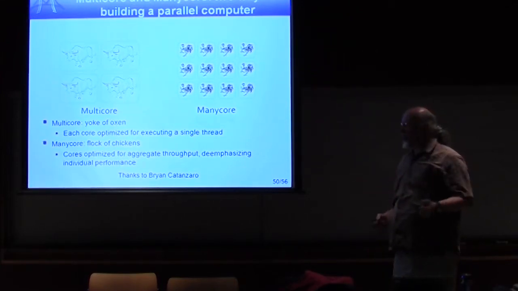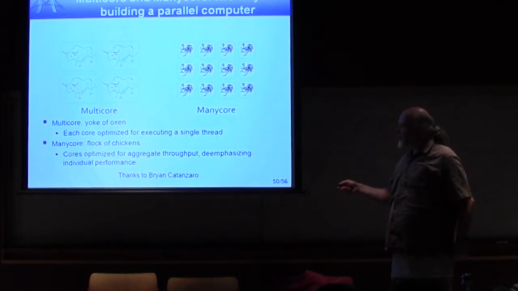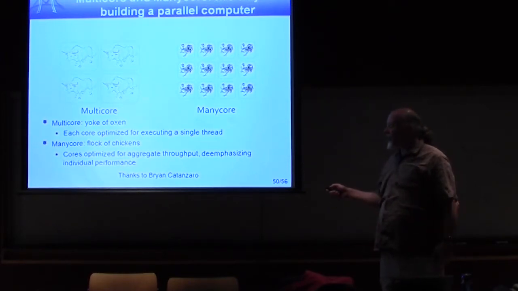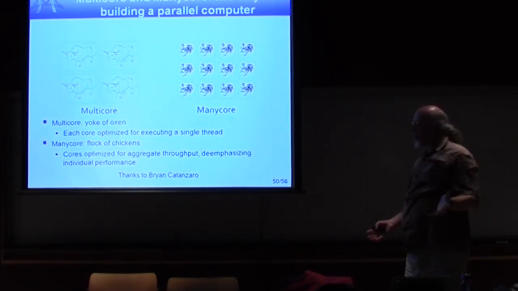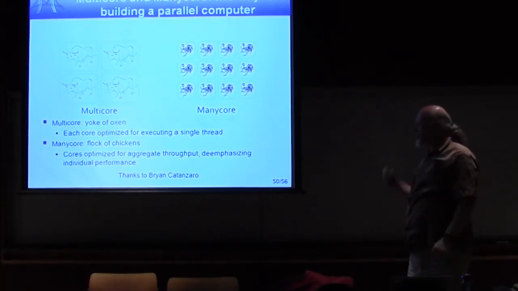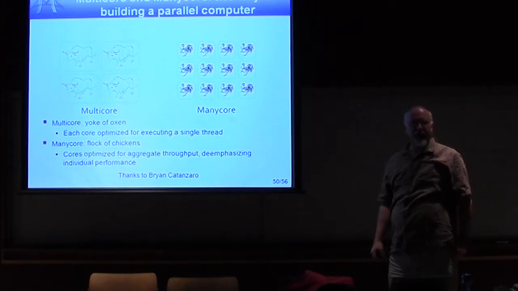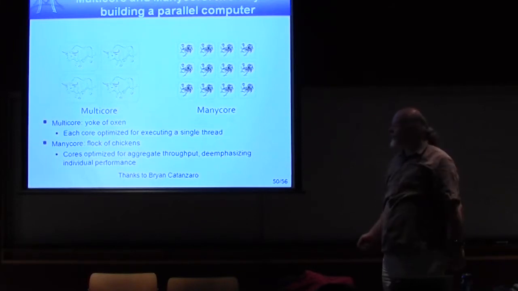So he thinks of multi-core as a few really strong animals, like bulls or something, and each of these oxen is like a core optimized for executing a single thread. It does really well, and uses a lot of silicon area to execute one thread well. Whereas many-core is more like a flock of chickens, trying to get some sort of aggregate throughput. The emphasis is not on individual performance. From an architecture standpoint, both are just different ways of chopping up how you use the silicon, right? So these are two pretty radically different approaches to how you use your silicon to get performance.